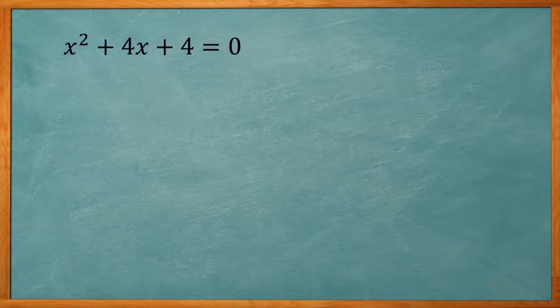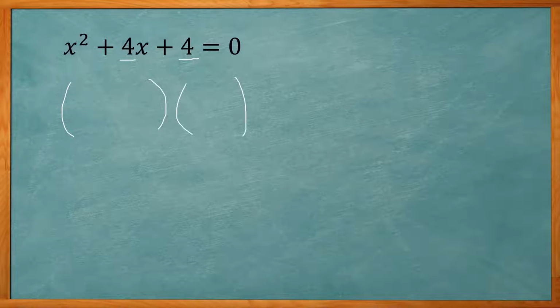Alright, so we have a quadratic equation here and we want to solve it: x squared plus 4x plus 4 equals 0. This is simple enough that you can just factor it. You can figure out two numbers that multiply to give you 4 and also add up to 4. So that's simply 2 and 2.